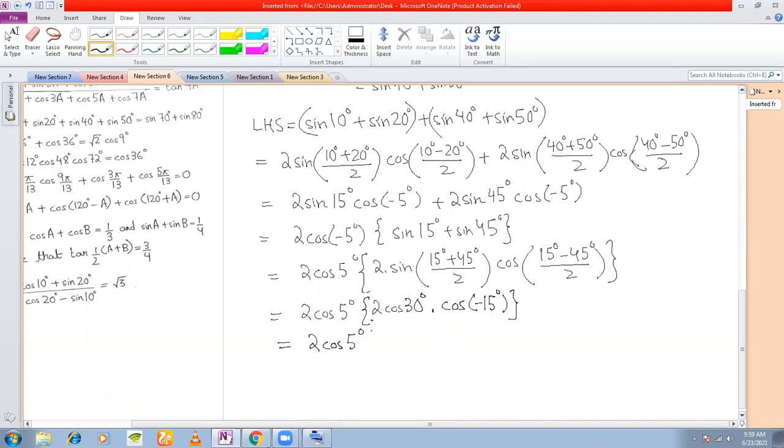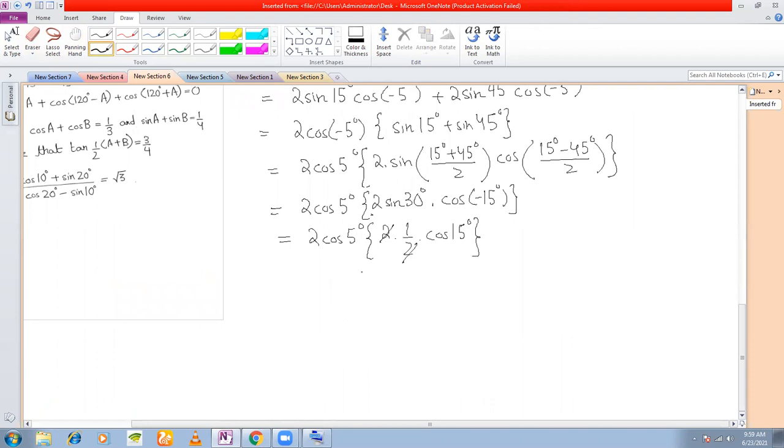Okay, and cos 30 is how much? Oh, this is sine 30, not cos 30. Sine 30. 2 cos 5. Sine 30 is half into cos 15 degree. Cos minus theta is cos theta. So this 2 and this 2 gets cancelled. You are only left with 2 cos 5 degree cos 15 degree.